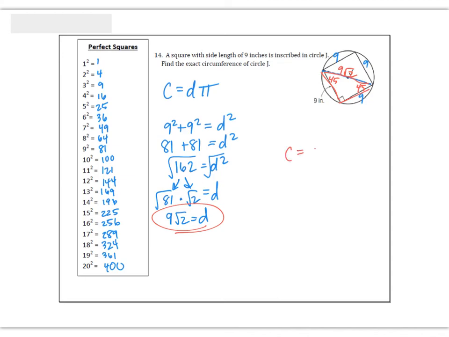To get the circumference, we're going to take 9 root 2 and we're going to multiply by pi. So our final answer would be 9 pi root 2, and we have a label. It is inches. That is an exact answer. If I would have multiplied 9 times root 2 and gotten a decimal, it would no longer have been exact.